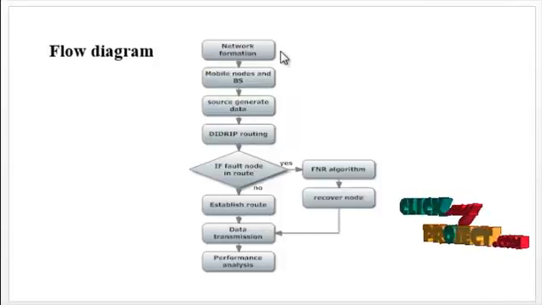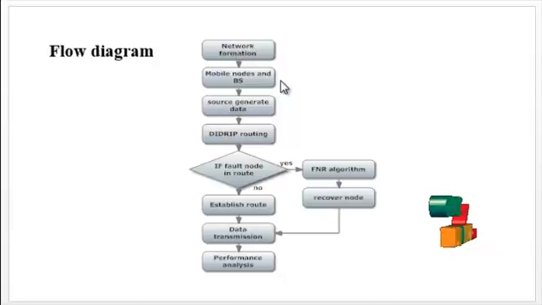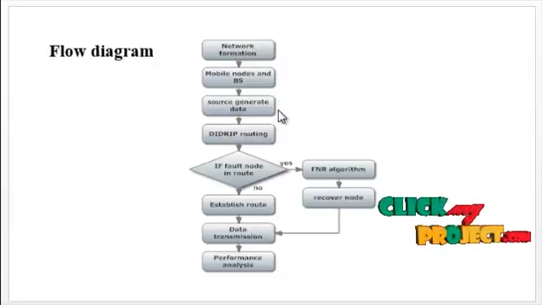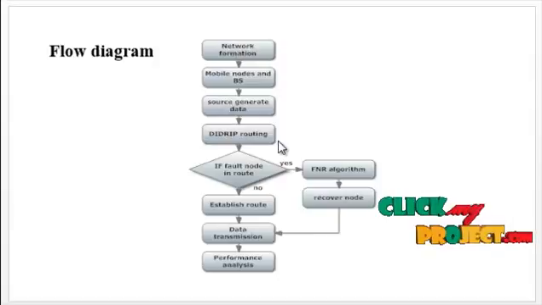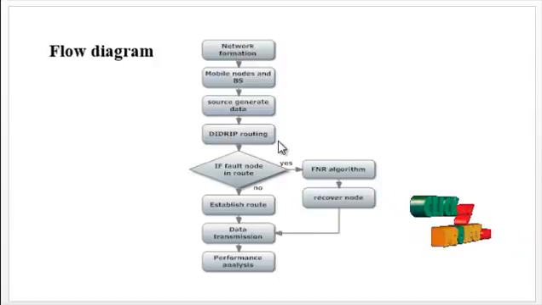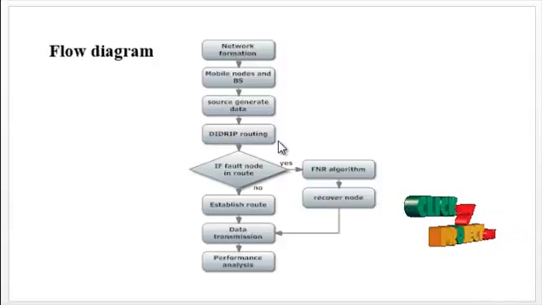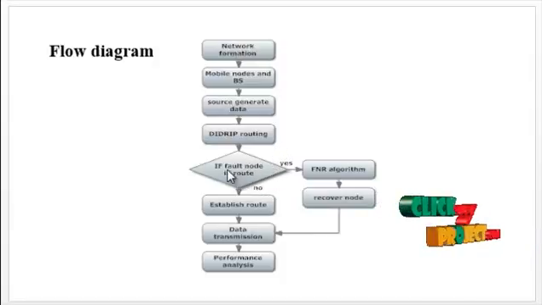First, the network is formed with a number of mobile nodes and the base station. Then, the source nodes generate data to transfer to the destination. To do that, directive routing is performed to find the route. Since it includes mobile nodes, the topology changes dynamically. So, while finding the route, the fault node in the route is verified.